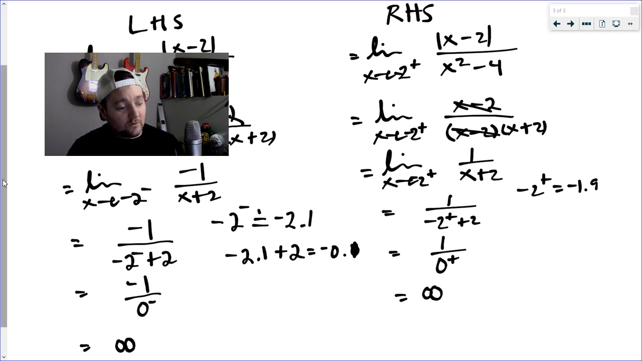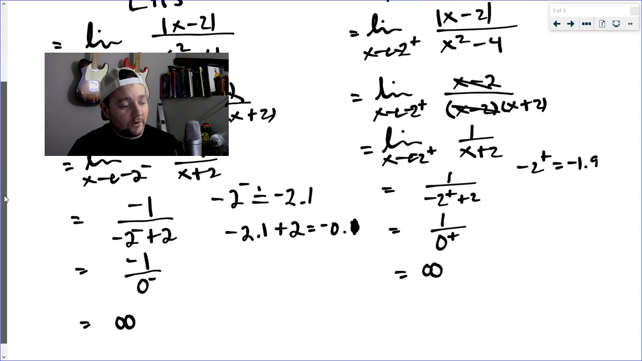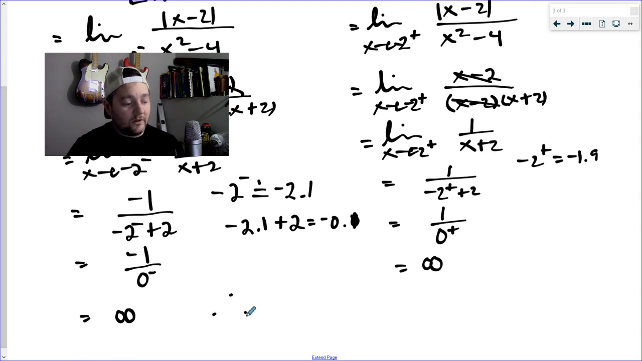So now we can make a conclusion overall about the limit. We know the limit doesn't exist in the strict sense because the one-sided limits are infinity, but we can actually say that the overall limit tends in that direction. So negative 2 plus, or sorry, negative 2 just overall.